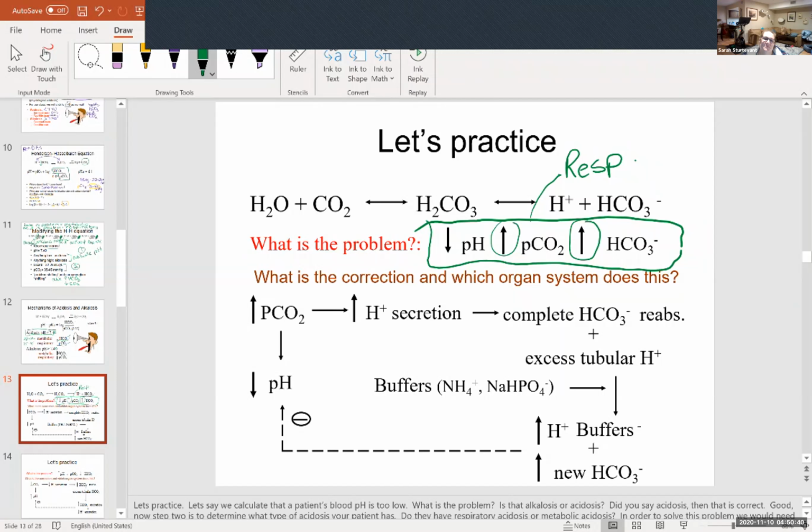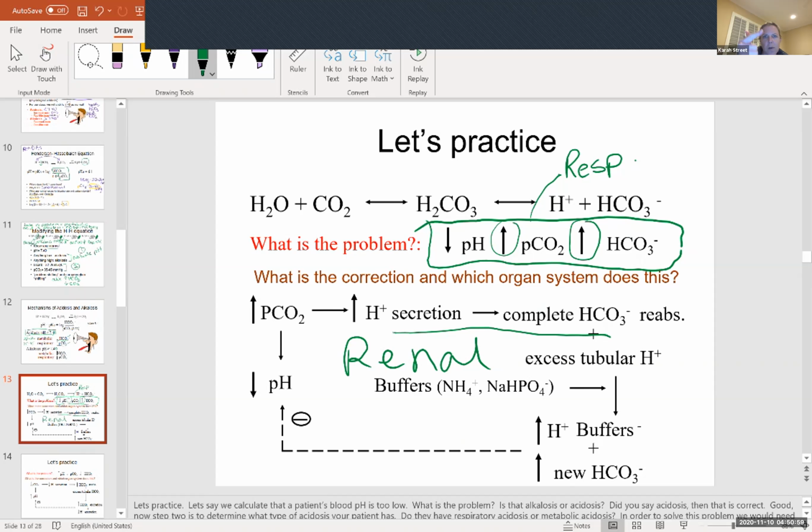And down here, you're going to learn what all of this means, but down here, this is all renal. This is all renal compensation. And we'll get there, okay? Don't sweat it yet. We'll come back to these slides. Right now we're doing part A and we're doing part B.